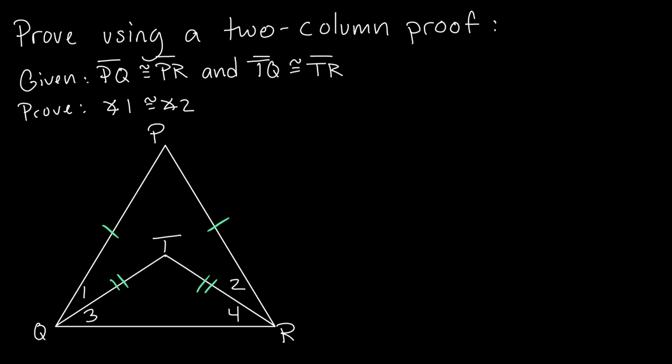It's isosceles. Yes. So we have triangle PQR is isosceles, as well as triangle TQR is isosceles. Good. Now, those triangles being isosceles, which probably is our first step of our proof, those two triangles being isosceles tells us what?